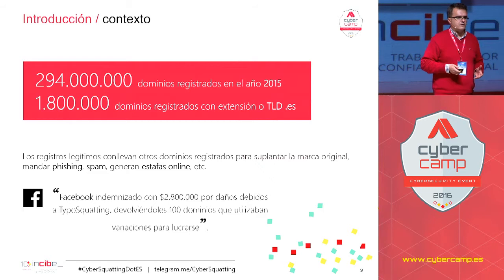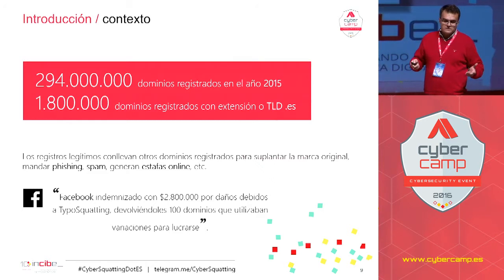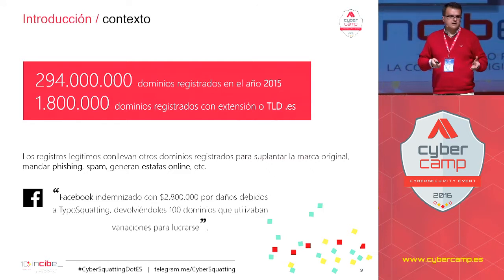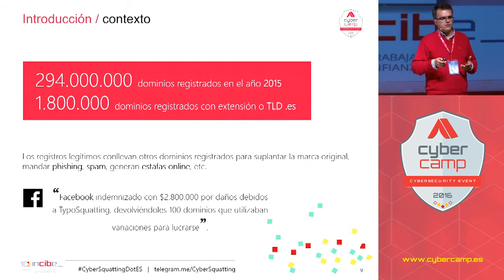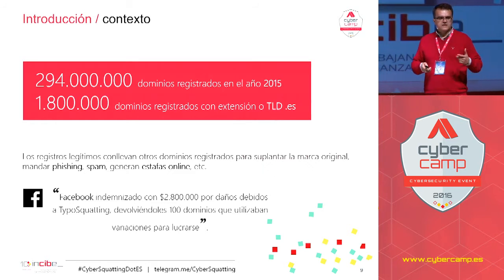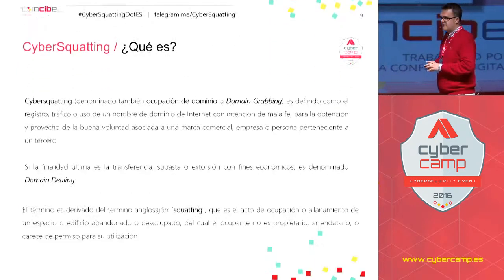Well, Facebook got compensation of over 2.8 million from a group of people who were using cybersquatting techniques to get control over advertising flows or gathering users. They had to return 100 domains, and the company got the compensation that was 2.8 million.